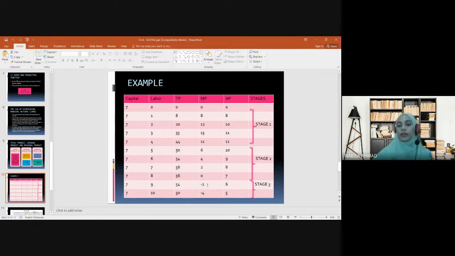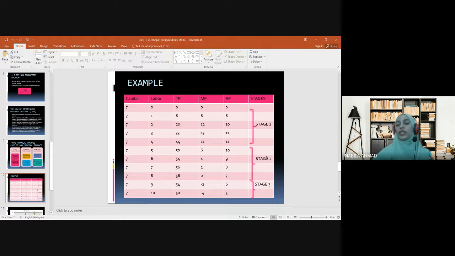Right? Okay. So di manakah law of diminishing marginal returns berlaku? Apabila marginal product decline. So marginal product dari sini kita tengok kosong, 8, 12 bertambah, 13 bertambah. Bila dia menurun ke 11, so inilah law of diminishing marginal returns berlaku. Labor number 4. Right?